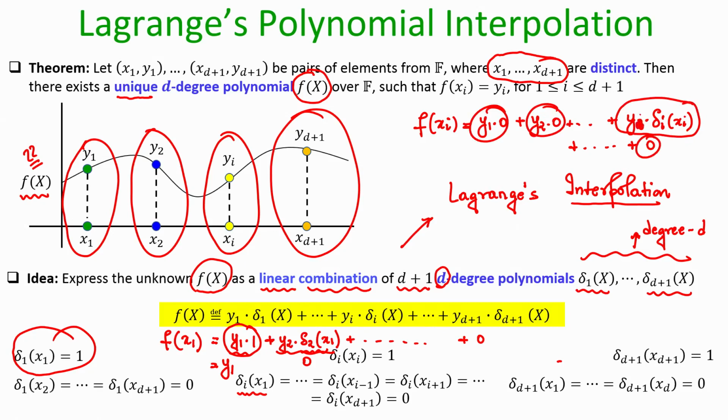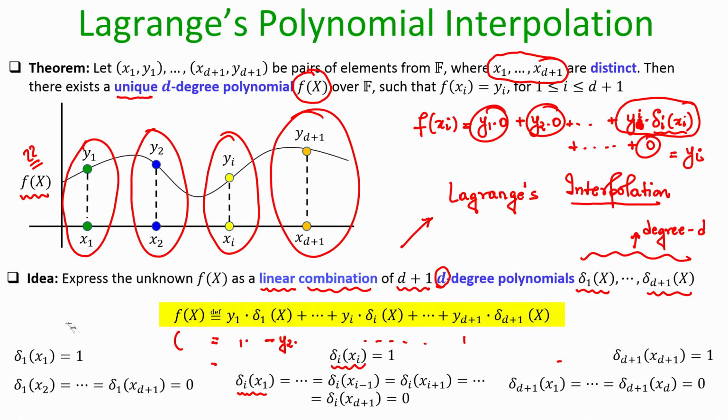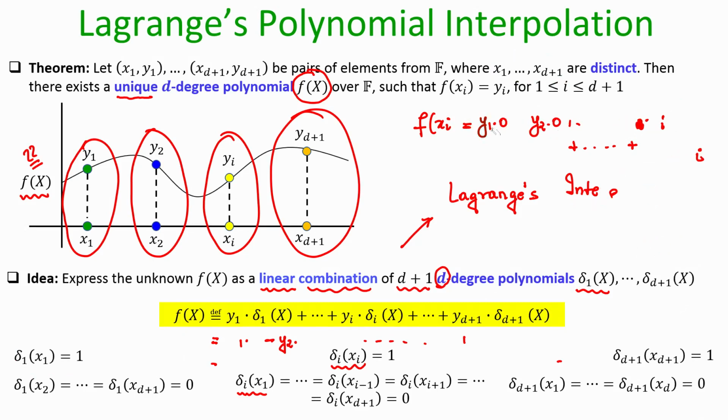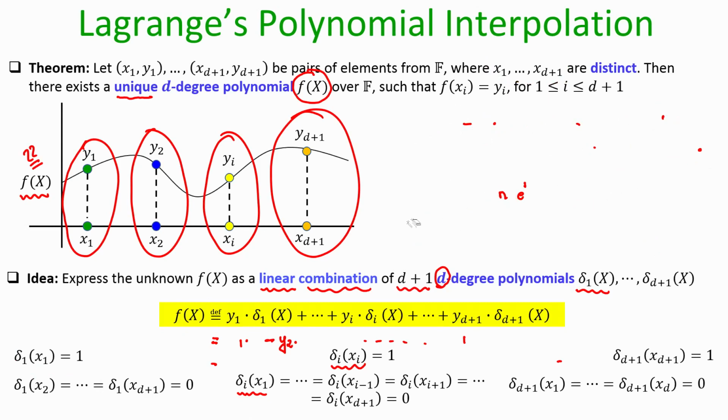So, sorry, this should be y I, and delta I polynomial has the property that x I does not constitute its root. When it is evaluated at x I, it gives me 1. So, y I into delta I will give me y I. So, indeed this f of x has all the properties. It has degree d, and indeed when evaluated at x 1 it gives me y 1, when evaluated at x 2 it gives me y 2, and so on.